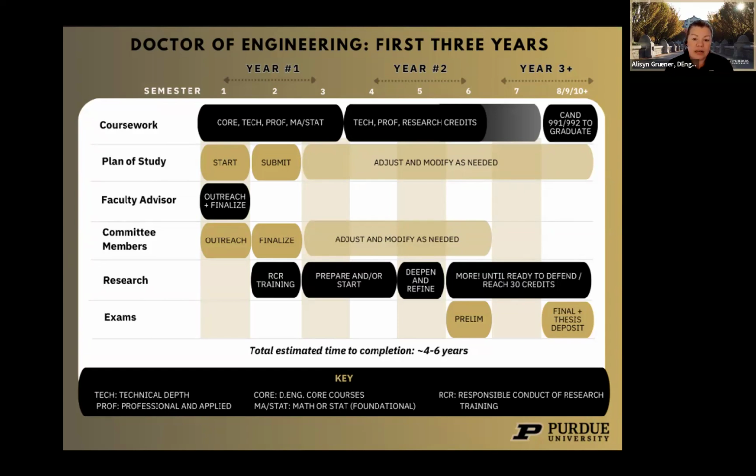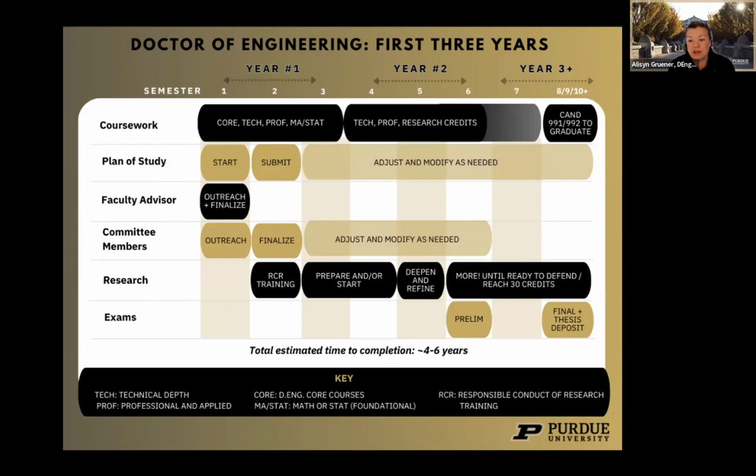In the first year, you're going to be really focusing on taking care of your core course requirements, your fundamental course requirements, and starting on your plan of study. Your plan of study is just what it sounds like. It's an official documented record of what you plan to do with your degree. It will adjust and change as you go through your program, so you're not locked in.